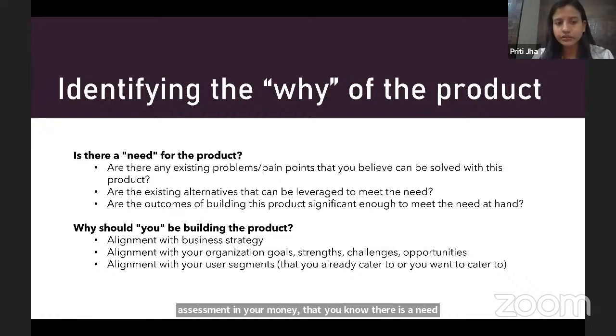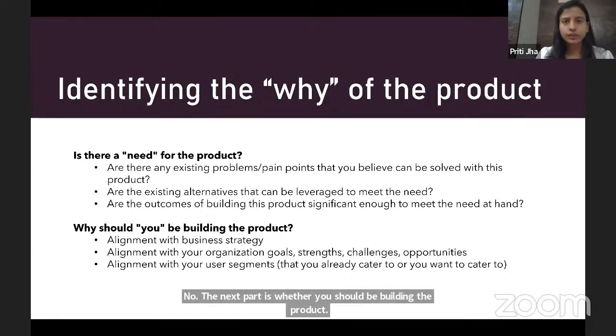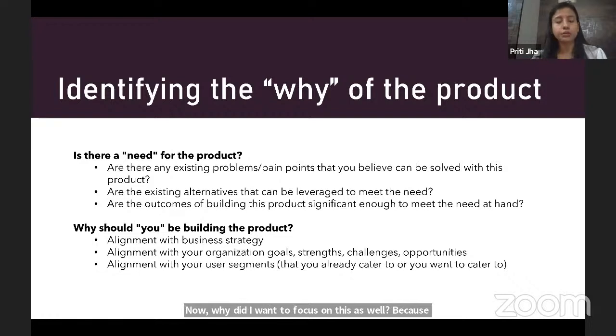Now, the next part is whether you should be building the product. Why did I want to focus on this as well? Because there can be 100 problems out there in the market. There can be 1,000 problems out there in the market, but you're not solving for everything. For example, a food delivery app may not tomorrow start an EV vehicle business directly, right? That's where the alignment between the two comes into play. And that is why it also connects to the why of the product. Like, do I need to build it? Why me building the product?